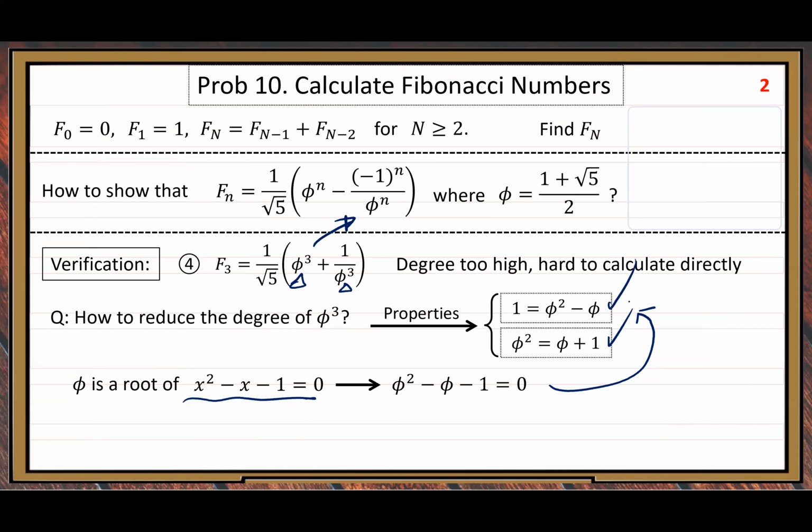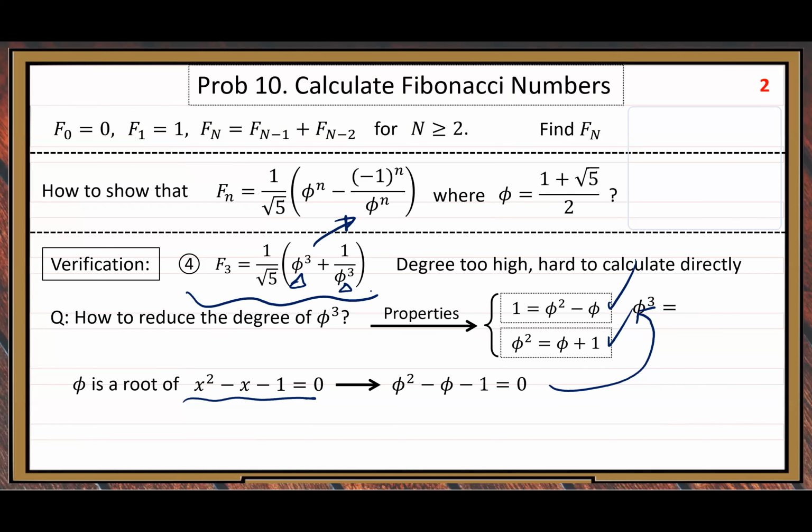Then we can apply these two properties to help us bring down the degree. So when we have a term regarding the golden ratio where the degree number is relatively high, we can apply these two properties to bring the degree down. Now I want to show you how to do it in our step number 4 verification.